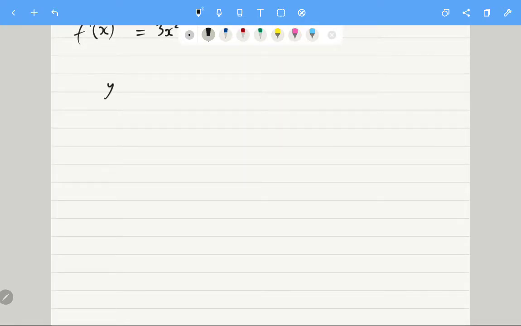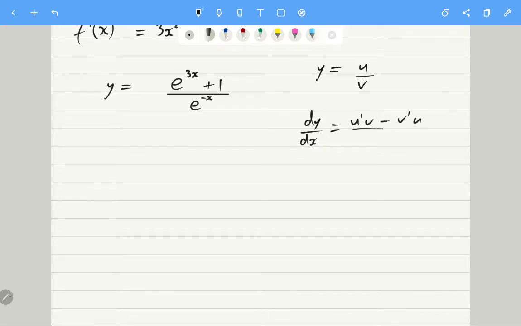So imagine instead we had y is equal to, let's say, e to the 3x plus 1, and let's put this over e to the negative x, something like this. Alrighty, well, as a reminder, if y was equal to u over v, then dy dx would be equal to u dash v minus v dash u all over v squared. So we've just got to apply it. The top is going to be our u, the bottom is going to be our v, and we can go.